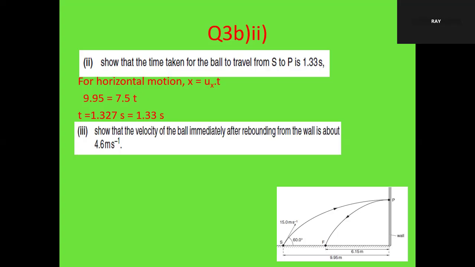Show that the velocity of the ball immediately after it rebounds from the wall is 4.6. So it's a momentum thing, is it? No, it doesn't bring in momentum. It asks you to show that the velocity immediately after rebound is about 4.6.